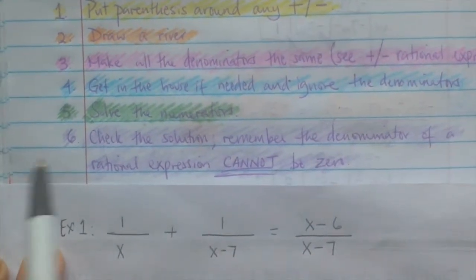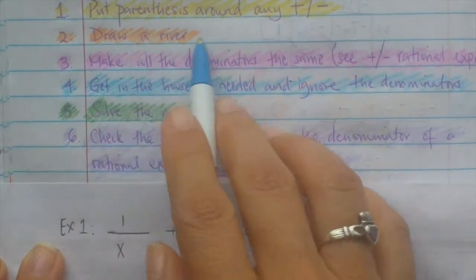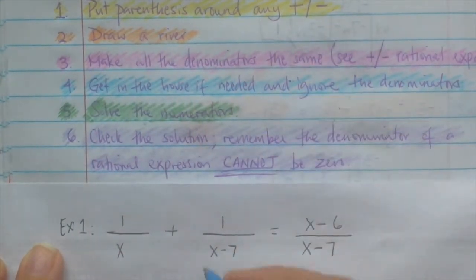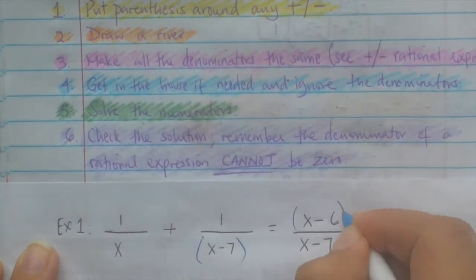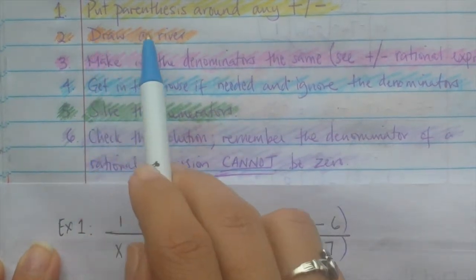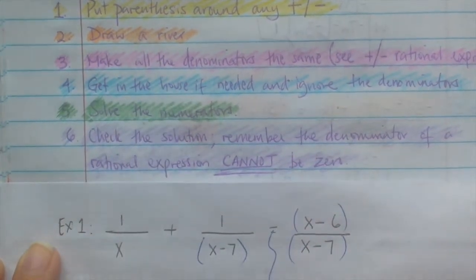So the very first thing it says is put parentheses around any addition and subtraction. That's what we're going to do. Put parentheses where you see addition and subtraction. There we go. Alright, then draw a river. So go ahead and draw a river.